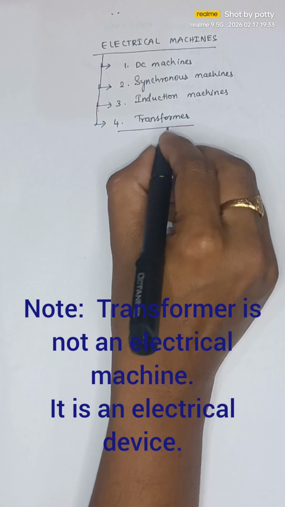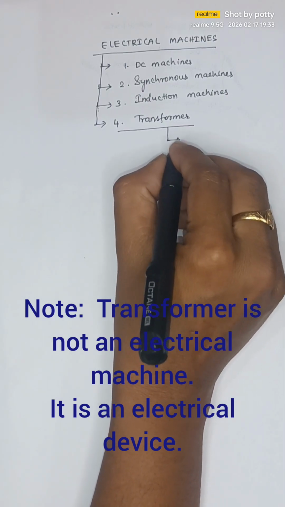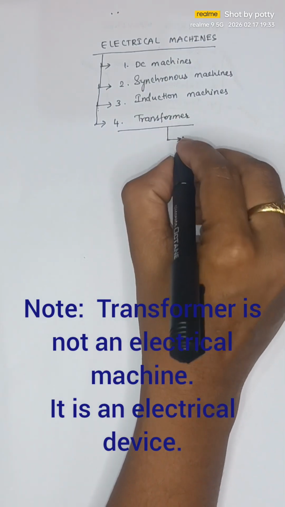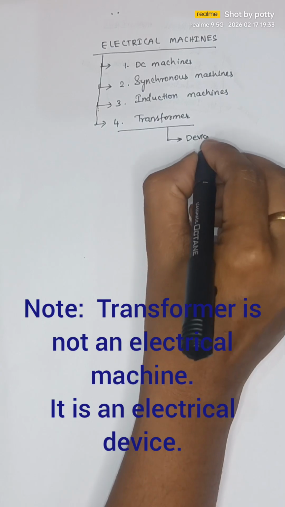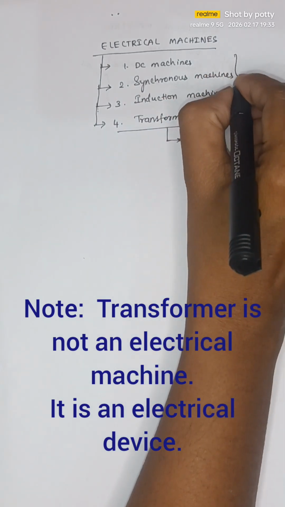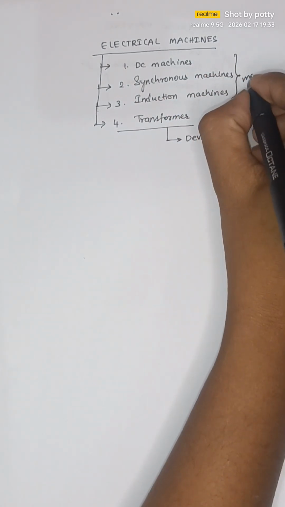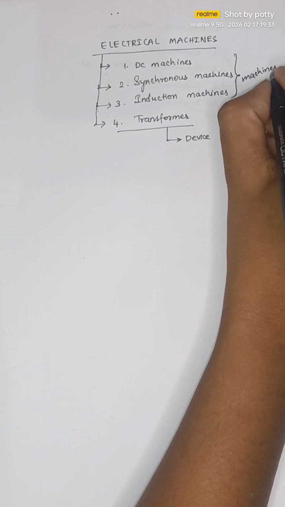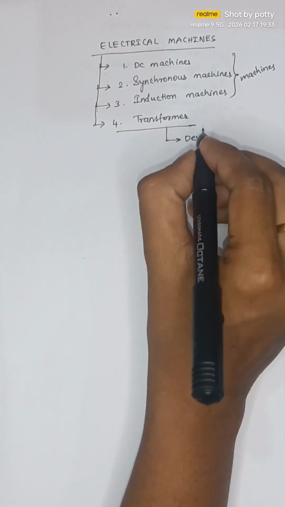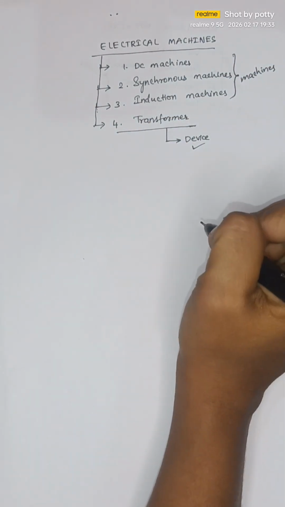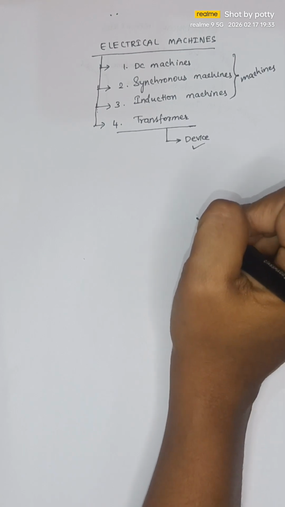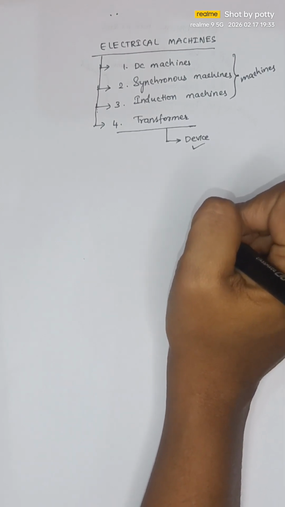Transformer is not an electrical machine. It is a device. These three parts we can call machines. Transformer is not a machine, we call it a device. In the further lectures we come to know why transformer is called a device.